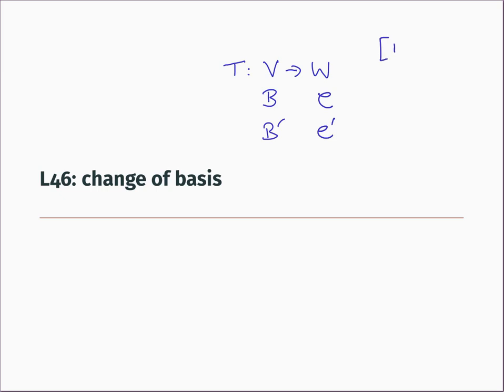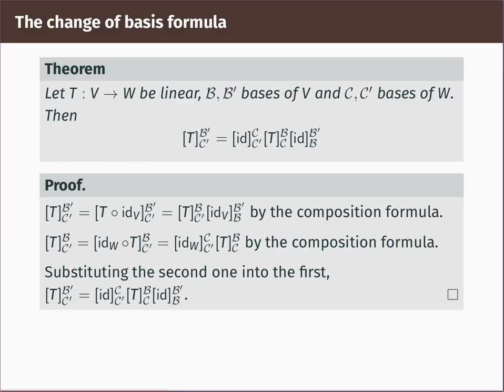So you can take the matrix of T with respect to initial basis B and final basis C, and you can take the matrix of T with respect to initial basis B prime and final basis C prime. And the question is, what should be the relationship between those two matrices? They're certainly not going to be equal in general, but there should be some kind of connection between them. That connection is described in the change of basis formula, which is the focus of this video.